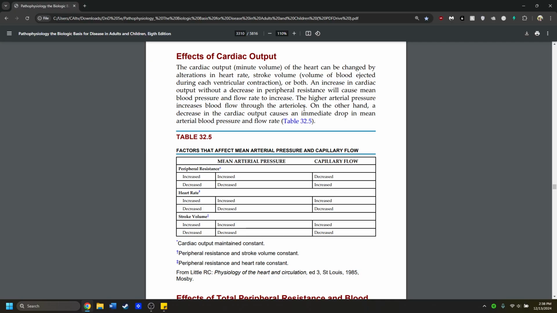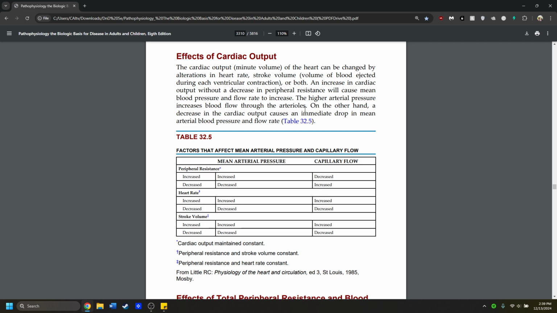The effects of cardiac output. Cardiac output, or minute volume of the heart, can be changed by alterations in heart rate, stroke volume, or the volume of blood ejected during each ventricular contraction, or both. An increase in cardiac output without a decrease in peripheral resistance will cause mean blood pressure and flow rate to increase. The higher arterial pressure increases blood flow through the arterioles. On the other hand, a decrease in cardiac output causes an immediate drop in mean arterial blood pressure and flow. There's a little table here of what causes an increase or a decrease.